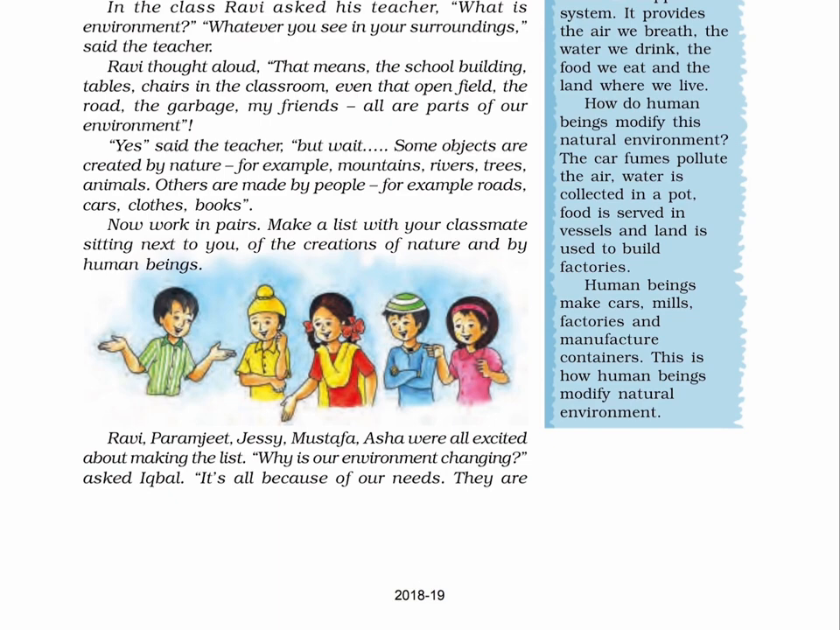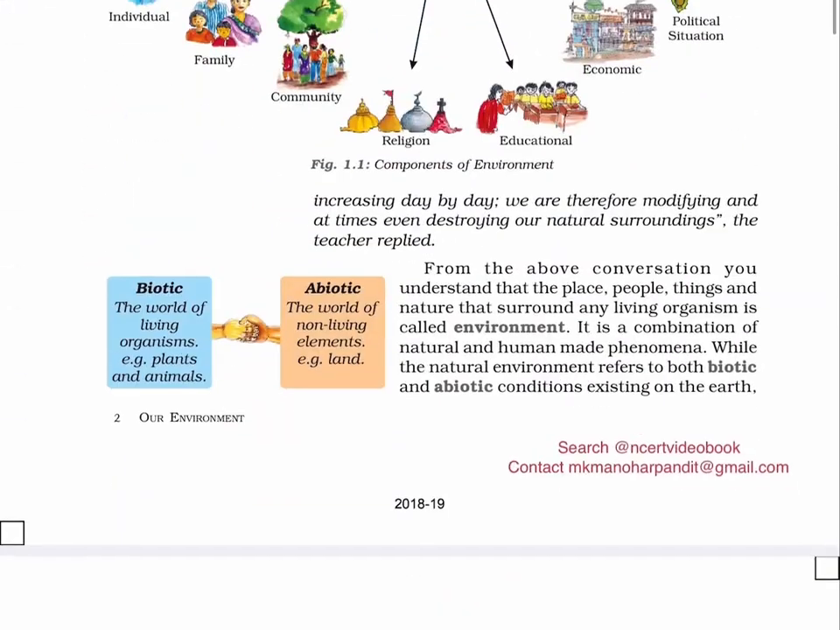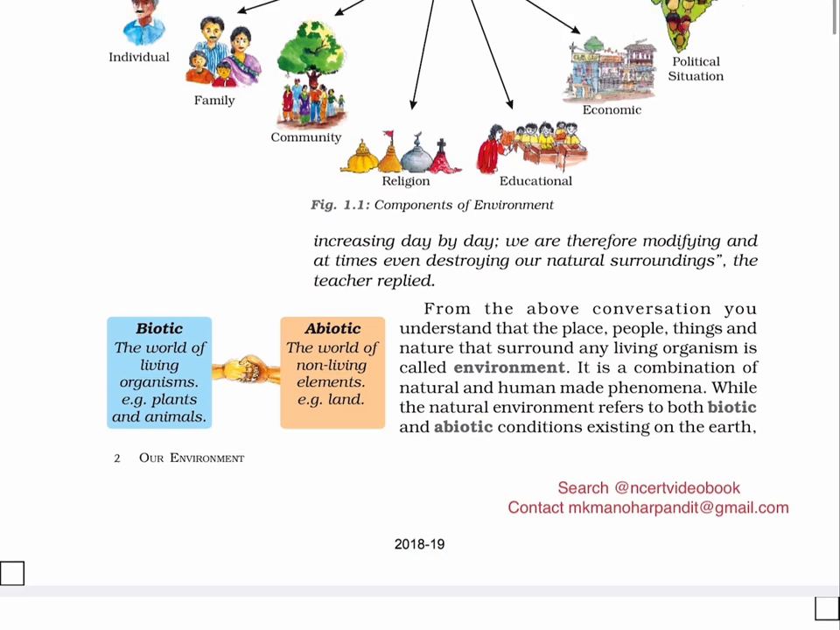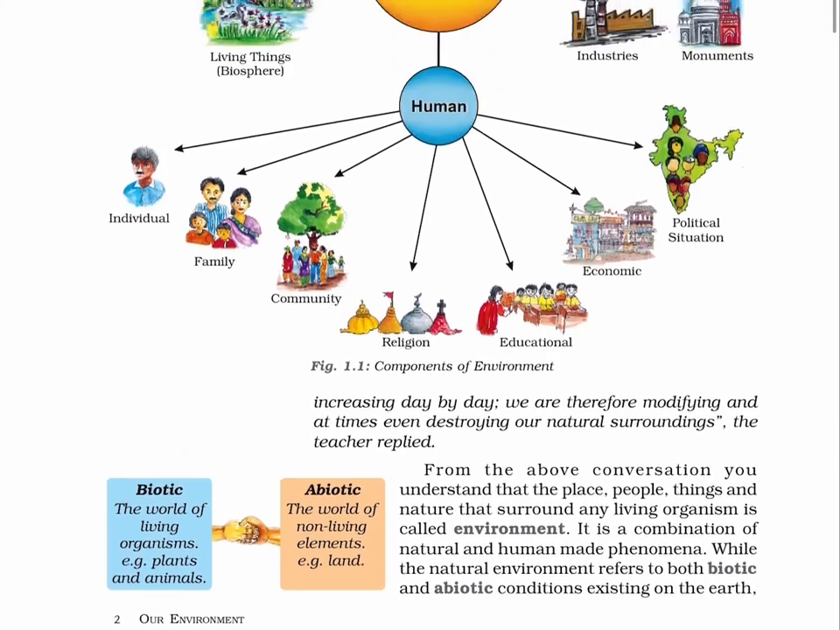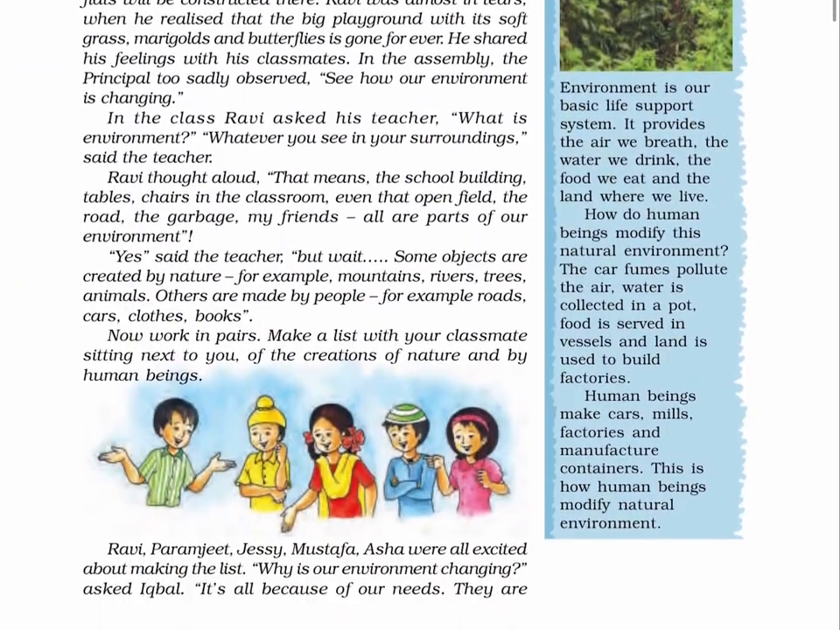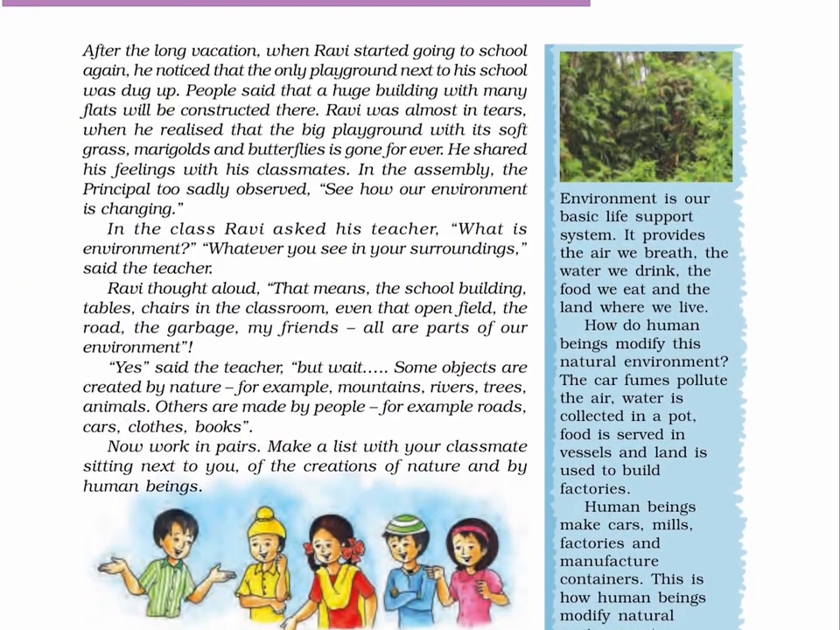"Why is our environment changing?" asked Iqbal. "It's all because of our needs. They are increasing day by day. We are therefore modifying and at times even destroying our natural surroundings," the teacher replied. To the right side of the page, we have a column with a picture of some greenery. Below it is the text: Environment is our basic life support system. It provides the air we breathe, the water we drink, the food we eat, and the land where we live.